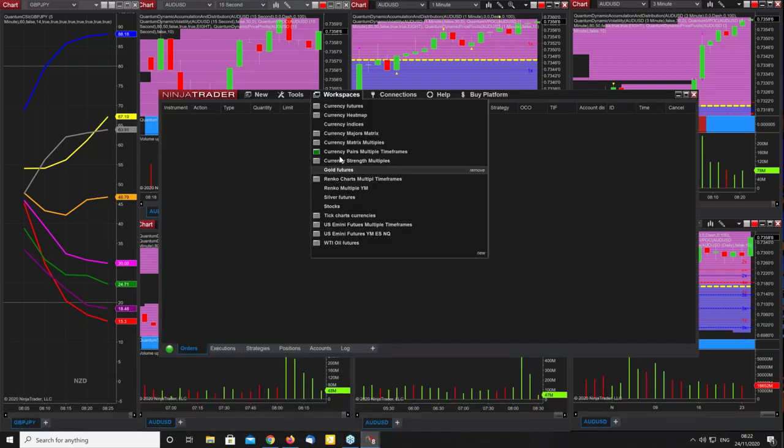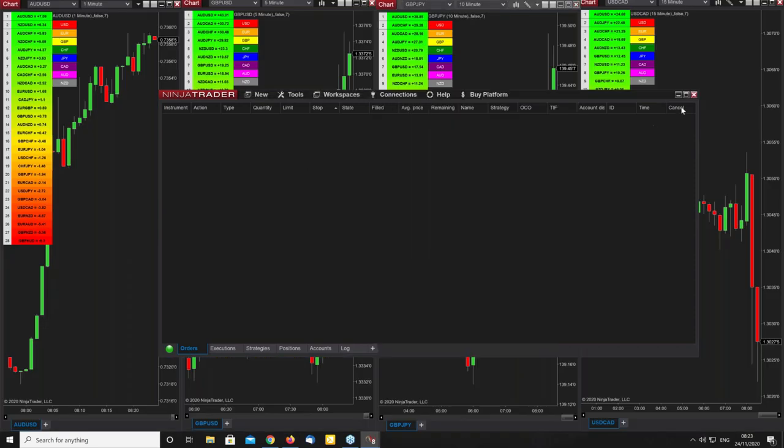Let's go over to currency arrays. Where are we? Can't see it. Must be blind. Where's my currency arrays gone? How strange. Workspace disappeared. Sorry about that. Let's go and have a look at the currency matrix. How weird.